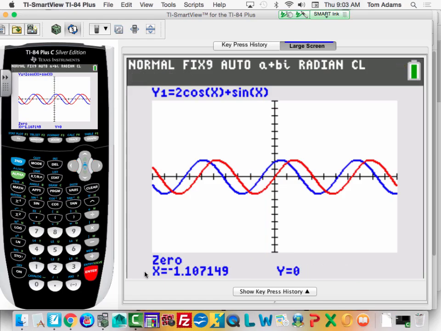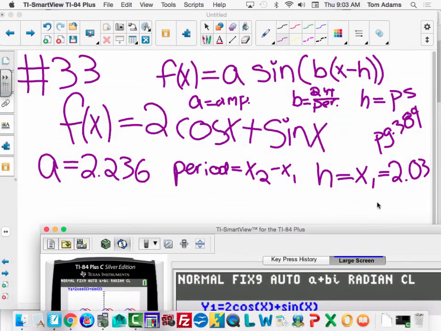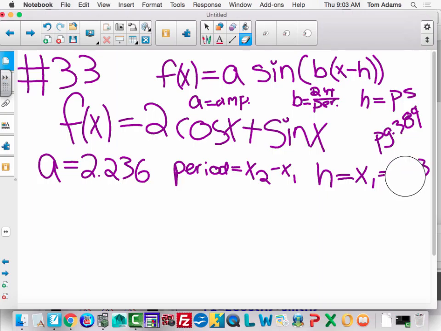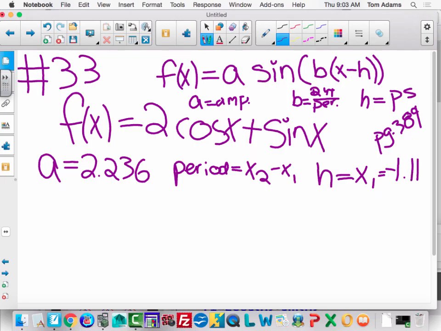And we'll hit enter, and we've got negative 1.1, let's just call it 1.11. And so what I'm going to do now is I'm going to come in here, and I'm going to change this. I'm going to erase the 2.03, and I'm going to put negative 1.11. But we move it to the left, so that negative might be a positive when we're done with the final formula. Does that make sense to you guys?